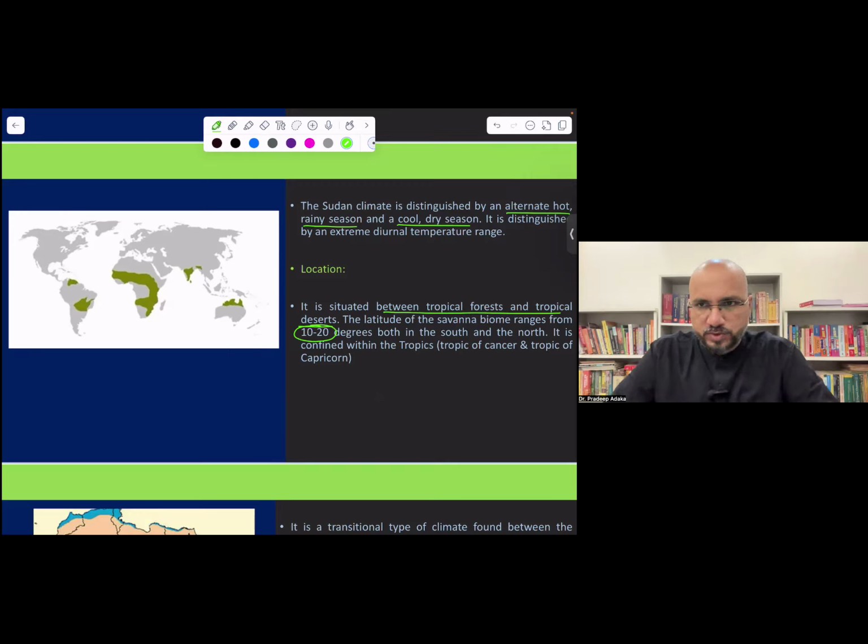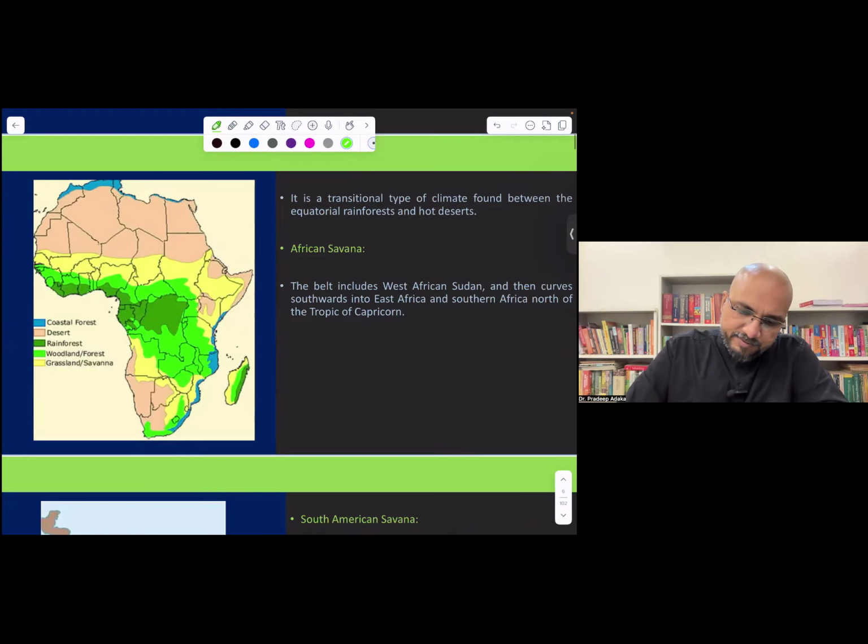And Tropic of Cancer is 23.5 degrees north and Capricorn is 23.5 degrees south of the equator, right? So between 10 to 20 degrees, that is in the tropical region. Between these two tropics, the entire region is called the tropical region, right? So very hot. So the grasslands found in these tropical regions are called tropical grasslands. Between the tropical rainforest and the tropical deserts, you find these regions. Now, it is a transitional type of climate found between equatorial rainforest and hot deserts.